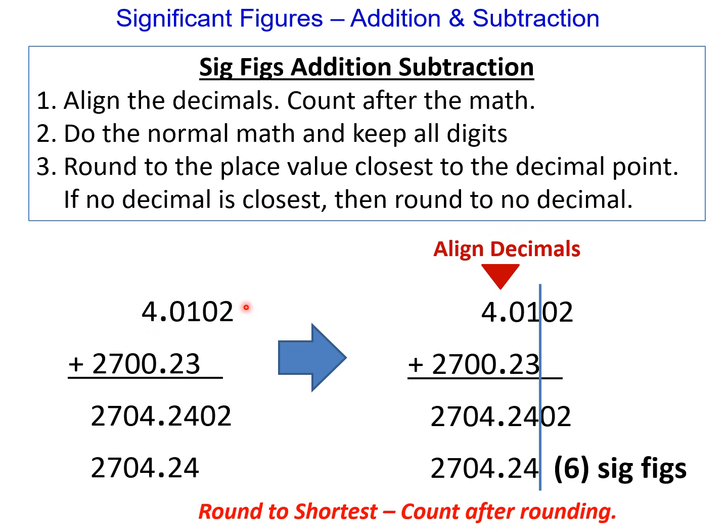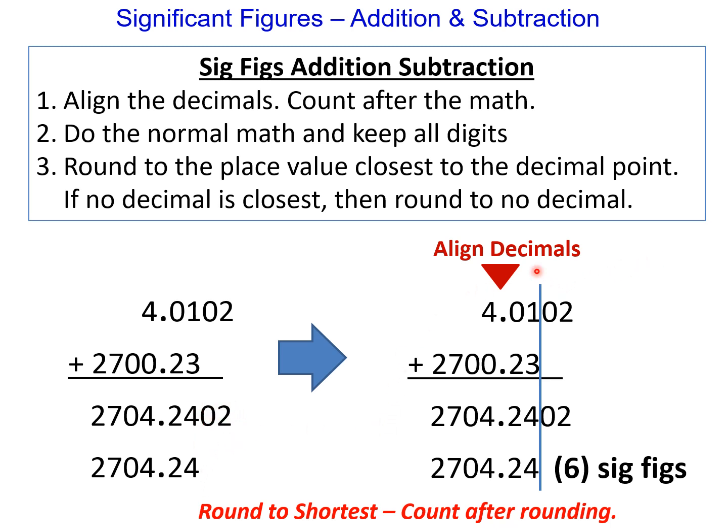Let's take some examples. Here we have 4.0102 plus 2,700.23. We align the decimal points here. We add the numbers, and then we truncate to the shortest decimal place, which is 2 place values. So my final answer should only have 2 place values. This first number has 4 place values. Therefore, it's too long. This one has 2 place values. It's just right. So we truncate or cut off any of the digits after 2 place values.